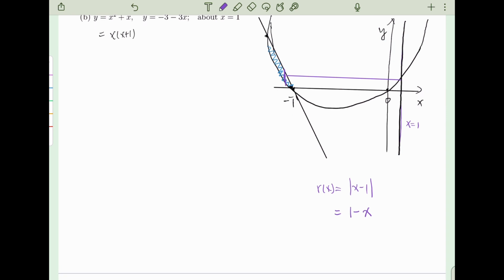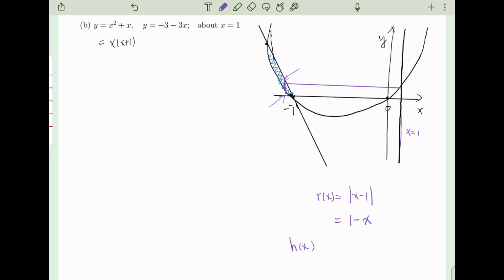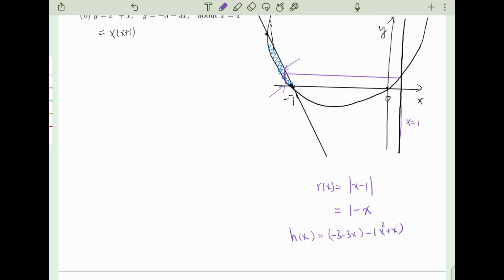And we also need to figure out the height. That is h of x, sorry. That is the difference of the y coordinate, the upper curve minus the lower curve here. The upper curve is, in this case, -3 minus 3x. Lower curve is x squared plus x, which is negative x squared minus 4x minus 3.